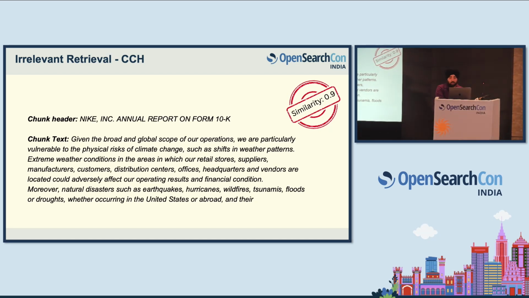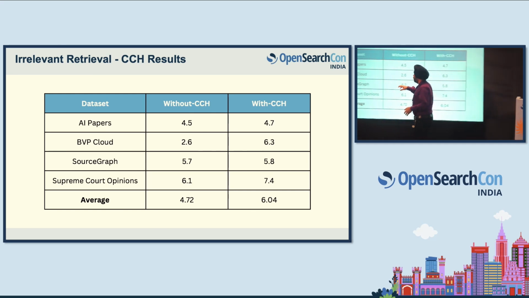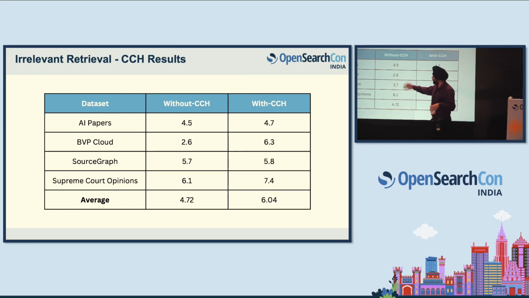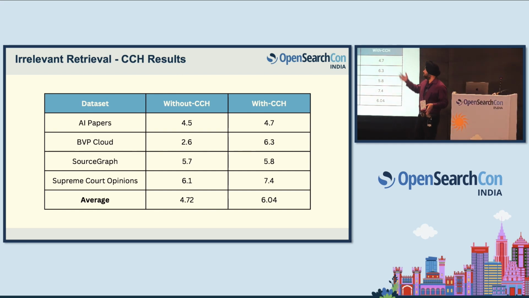Let's talk about the benchmarks here as well. They did benchmarking across many different datasets: 100 AI papers, financial data of cloud companies, company policies that are publicly available, and US Supreme Court 2022 opinions, not India's. And what they found was pretty promising. With just this one technique alone, precision was 26% better than without CCH.